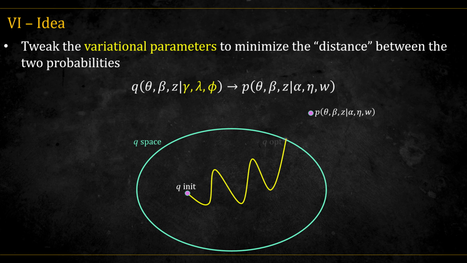Here is a pictorial representation of what we're doing. We're tweaking the variational parameters such that this new distribution is as close as possible in our limited Q space to the real posterior distribution. That is why VI is an approximation method, because our simpler distribution usually won't manage to get exactly the posterior. But if it gets close enough, it can be a good enough approximation for our purposes.